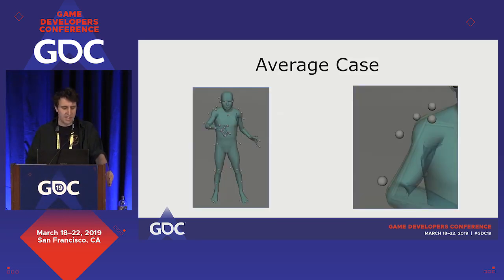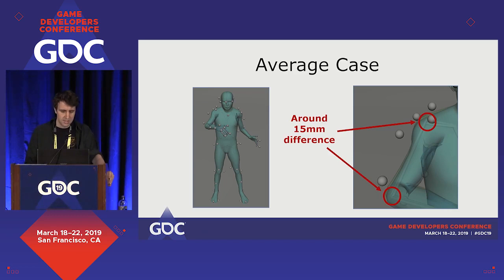So here's an average case of our method. If you look from a distance, you can't really tell any difference between the hand-cleaned one and our method. If you look up close, you can see there's a little bit of difference. This is actually about 15 millimeters of difference. In this case, it doesn't matter because the pose of the character is barely affected.